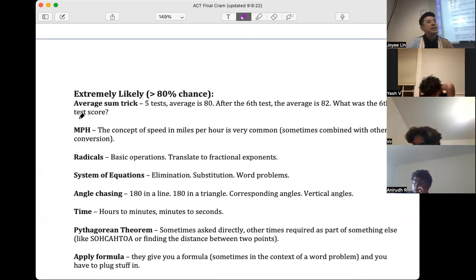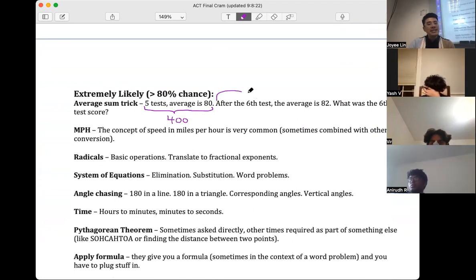This one's extremely likely with an over 80% chance. I tend to see that students miss this one quite often. The average sum trick. If you have 5 tests and the average is 80, what is your total score so far? 400, why we multiply together. 5 times 80 is 400. After 6 tests, the average is 82. What's the sum now?